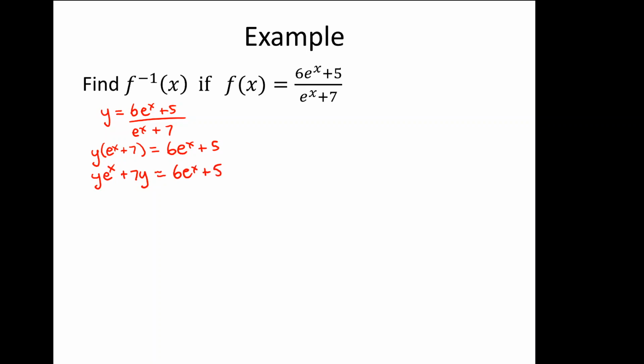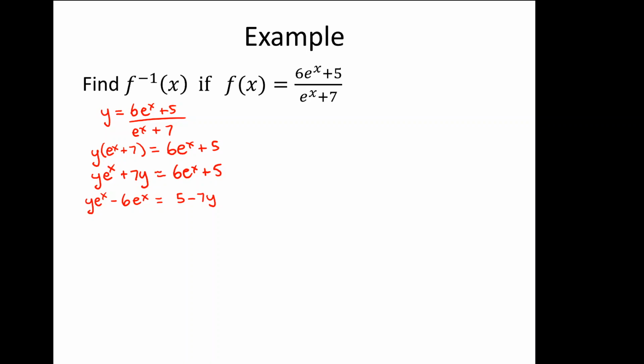Then group all the x stuff together. So I'll put all the x stuff on the left-hand side and all the stuff without x on the right-hand side. We get y e to the x minus 6 e to the x equals 5 minus 7y. So 6e to the x was subtracted from both sides, and 7y was subtracted from both sides.